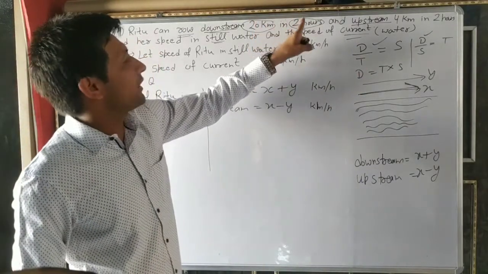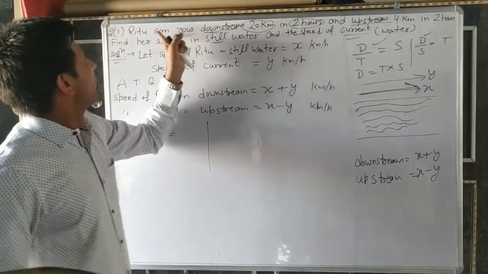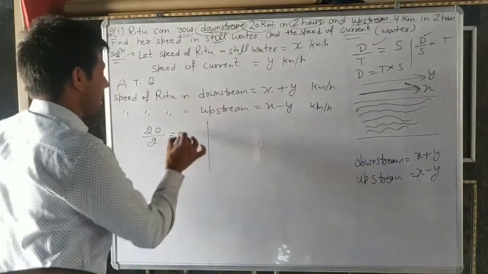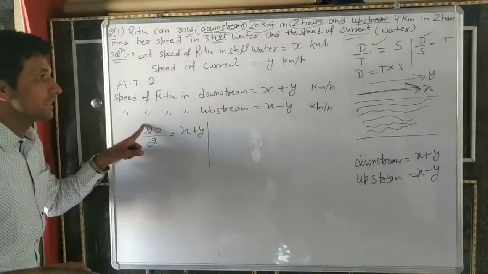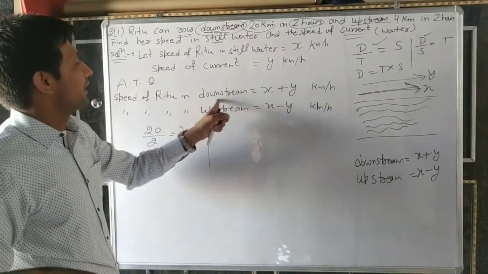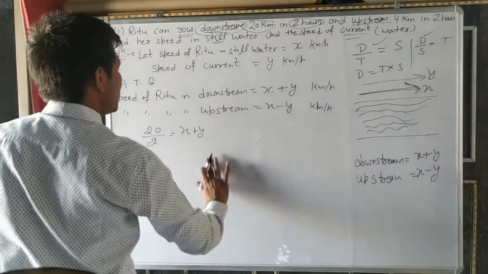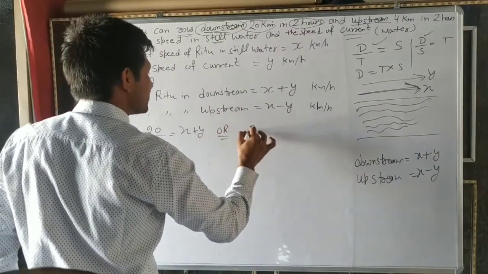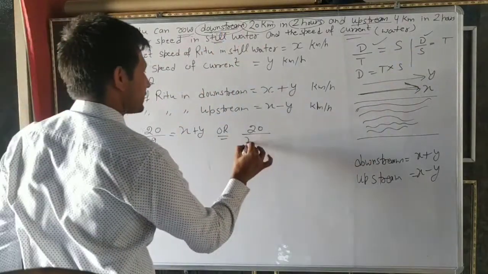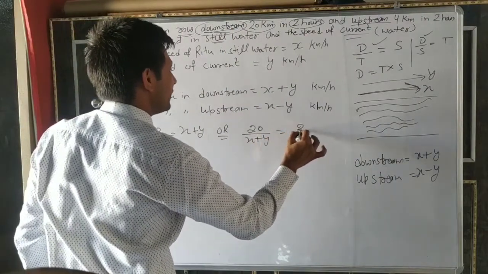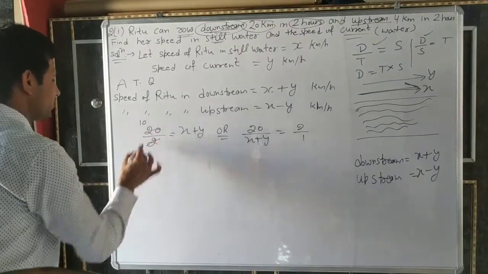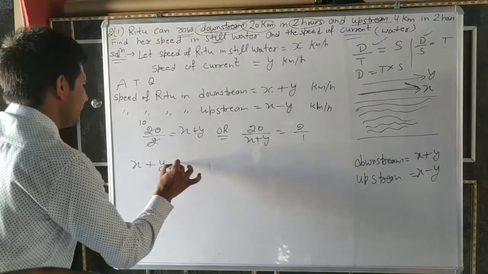So 20 kilometer divided by 2 hours in downstream, and in downstream what is the speed? x plus y. Or you can write distance divided by speed, which is x plus y, equal to time, which is 2 hours. So you can use any equation. 20 divided by 2 is 10. So what is the first equation? x plus y equals 10.